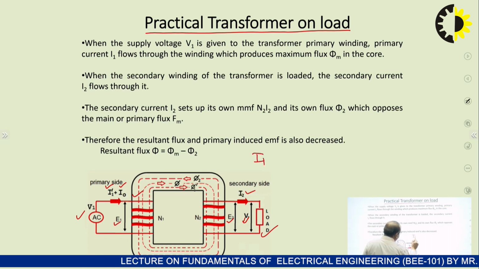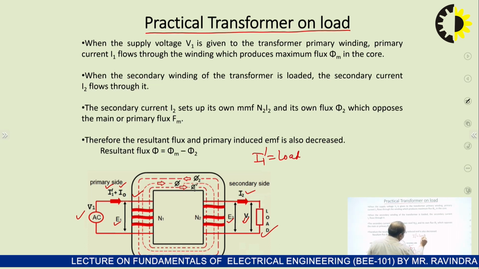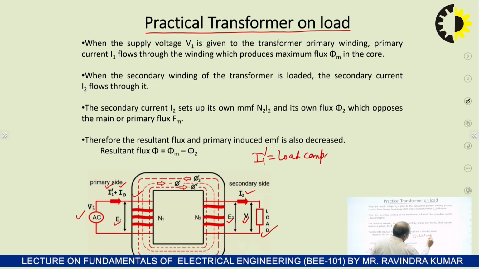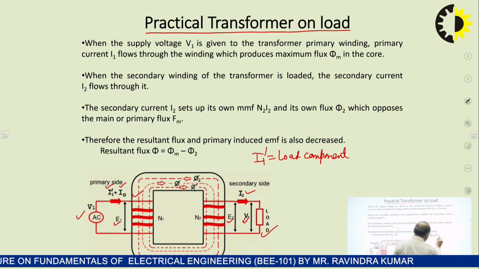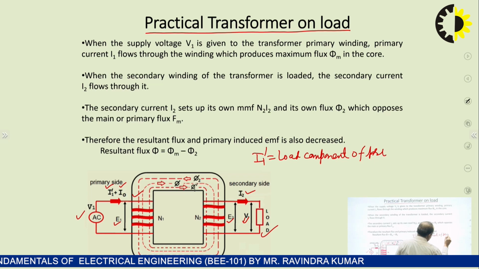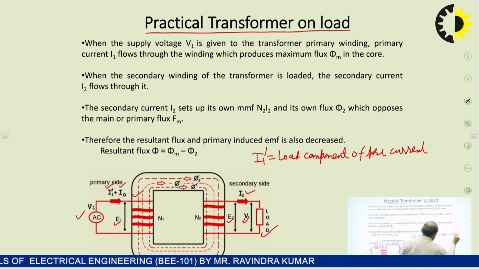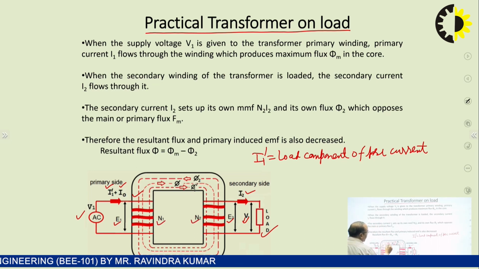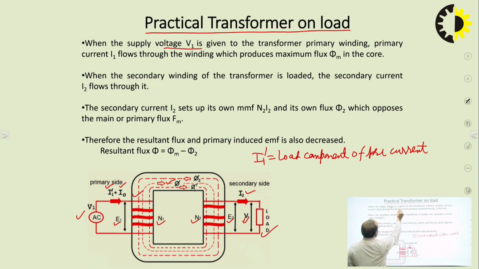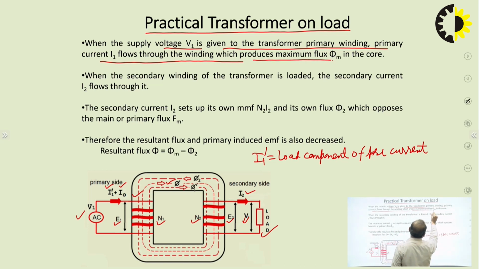How it arises will be discussed now. N1 is the number of turns on the primary, N2 is the number of turns on the secondary, and phi is the mutual flux which links both the primary and secondary sides. When supply voltage V1 is connected to the primary side of the transformer, the primary current I1 passes through the winding and produces maximum flux phi max in the core of the transformer.